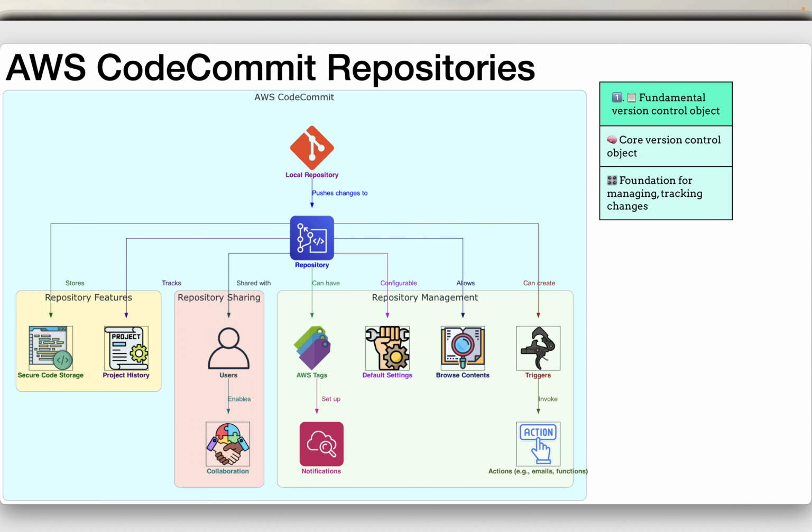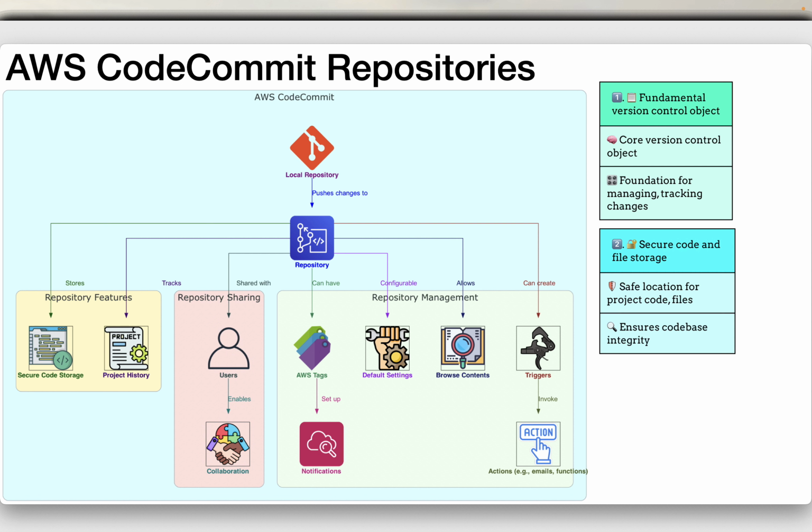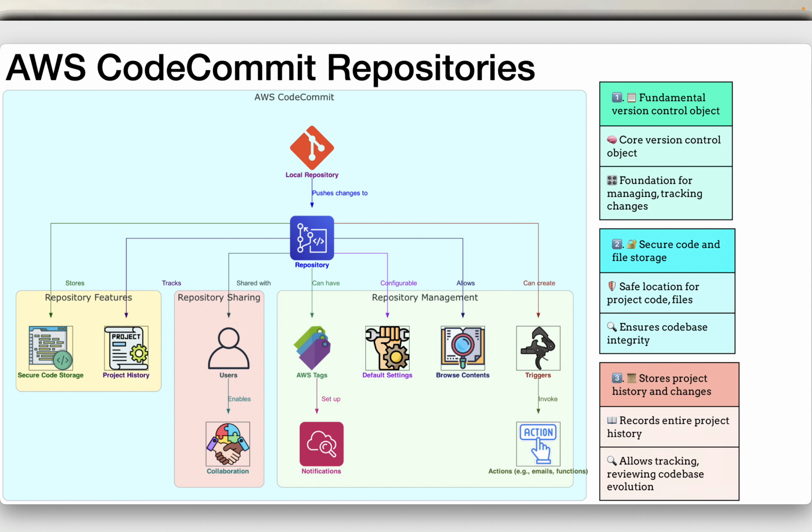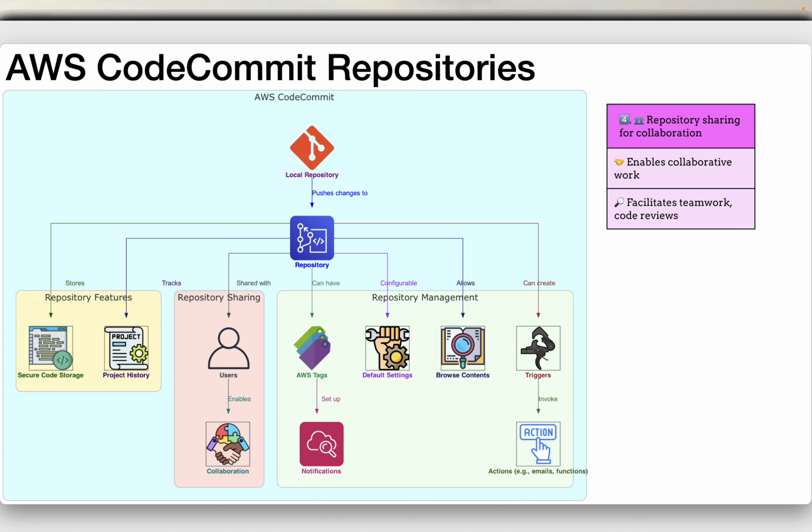A repository is the core fundamental version control object in AWS CodeCommit, serving as the foundation for managing and tracking code changes. Repositories provide a secure location to store your project's code and related files, ensuring the safety and integrity of your code base. CodeCommit repositories keep track of your project's entire history, from the initial commit to the most recent changes, allowing you to track and review the evolution of your code base. You can share your repository with others, enabling collaborative work on a project and facilitating teamwork and code review processes.